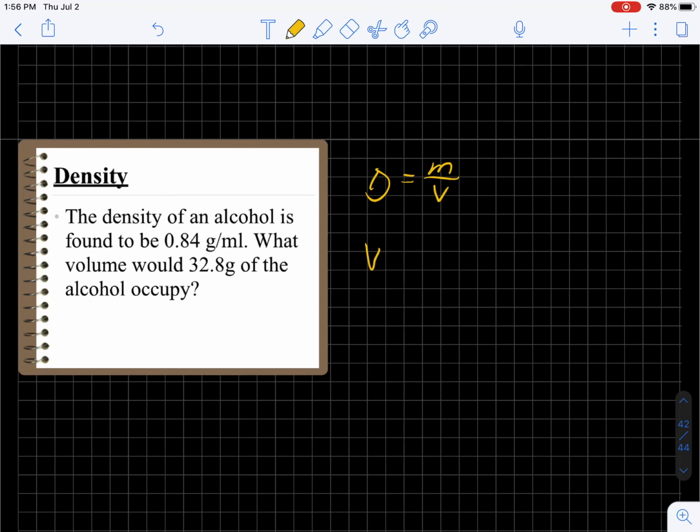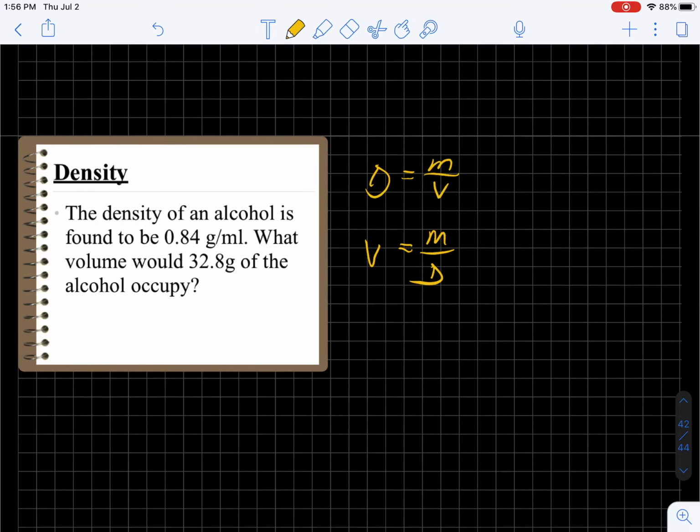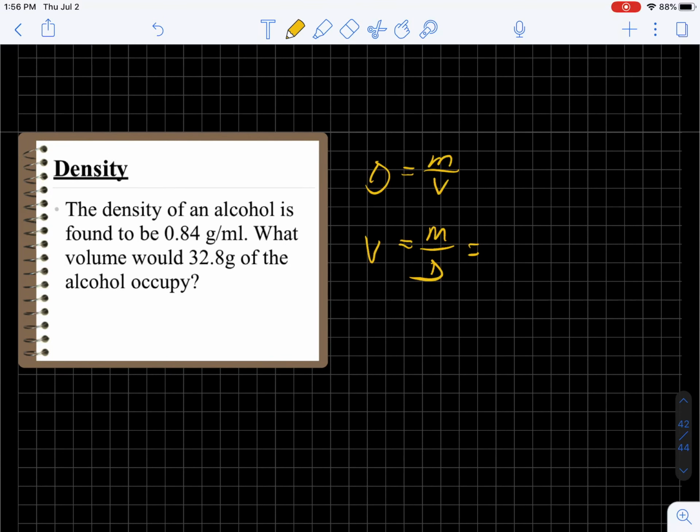Now we have to solve for volume. So volume is going to be equal to mass divided by density. And now we can substitute in number, unit, and the label of the chemical. So the mass is 32.8 grams. We could write alcohol as the label, but we don't know which particular alcohol it is. So I'm just going to abbreviate it ALK.